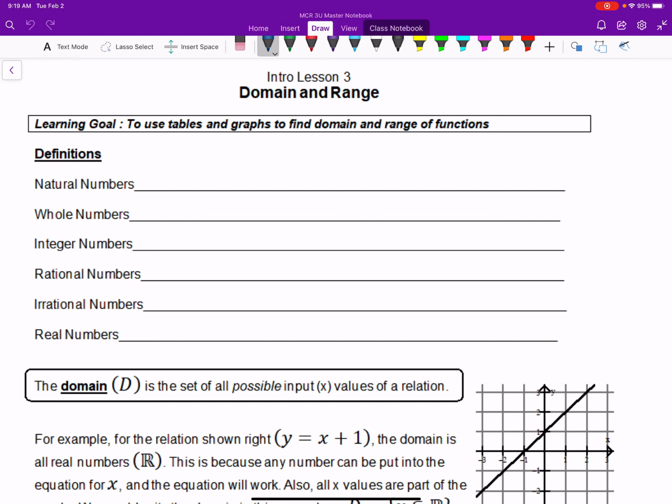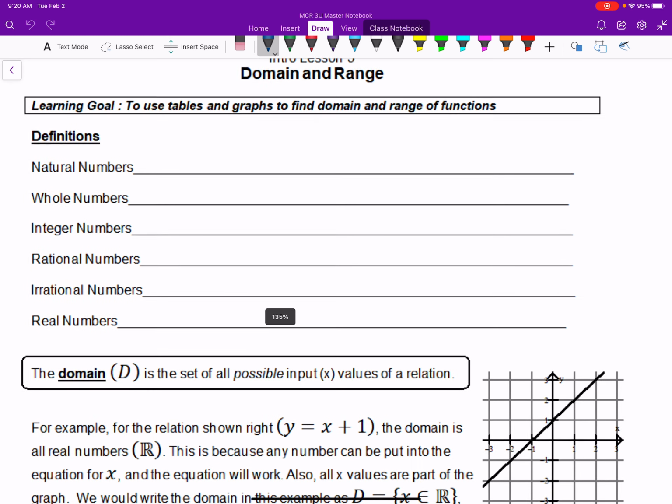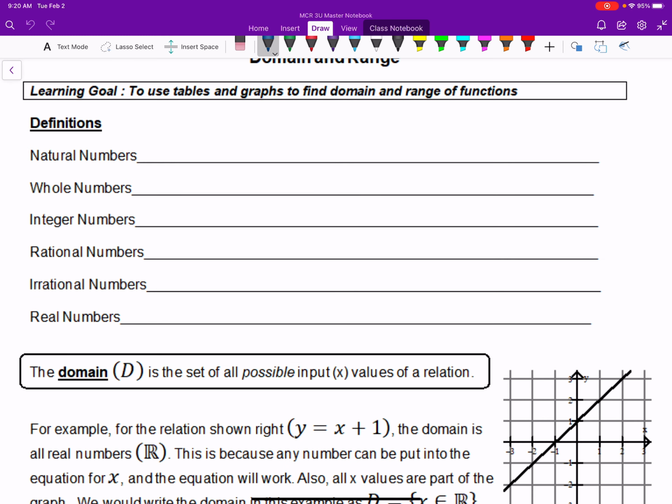In this lesson, I'm going to explain to you what domain and range are. These are really important concepts for the course and for future courses that you're going to do in math. Before we do that, I just want to do a reminder of some different number sets, because we're going to use number sets when we're identifying domain and range.